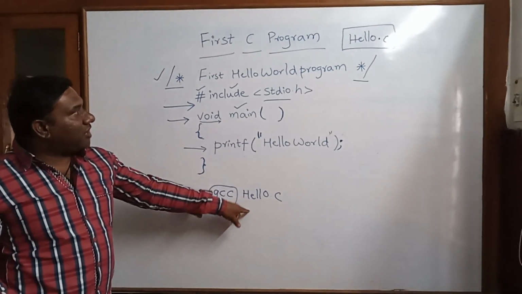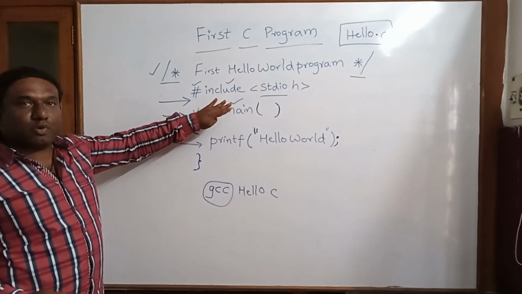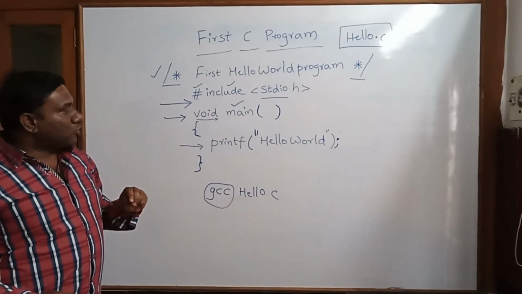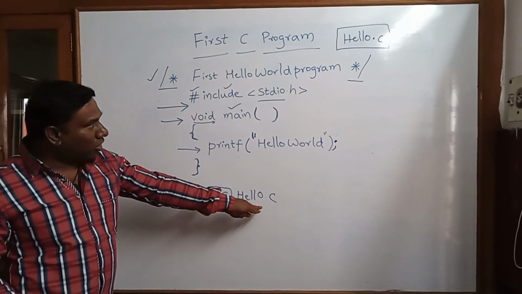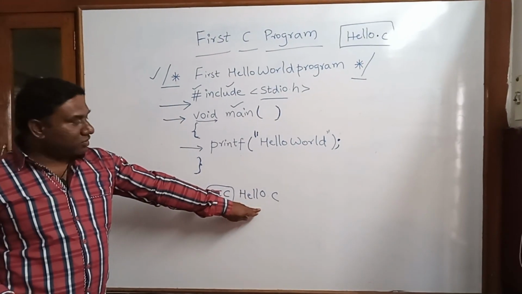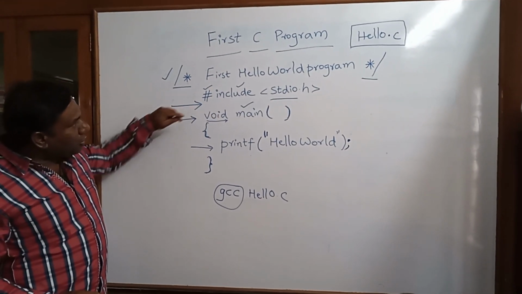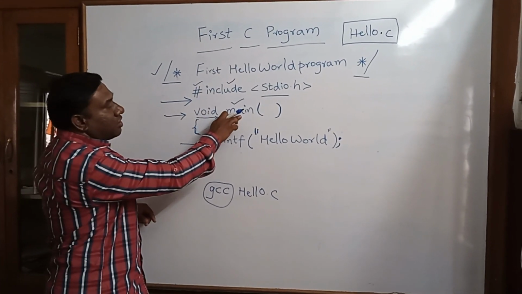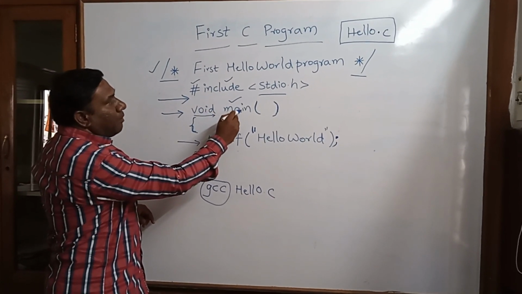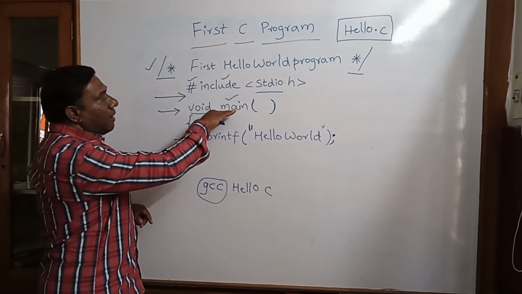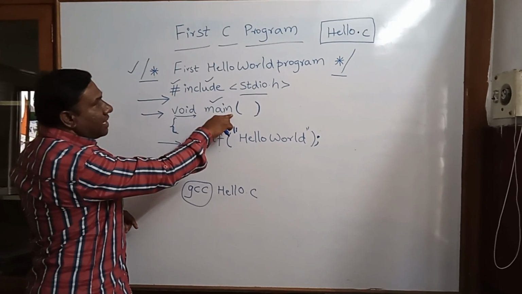Your compiler will compile this program. If there are no errors, it will compile this program to create an object file. So for that, we are compiling the program: gcc hello.c. Whenever I give this statement, my compiler starts executing my program from the main function. It will come to void main, because main is your main function. The compiler starts executing from here.